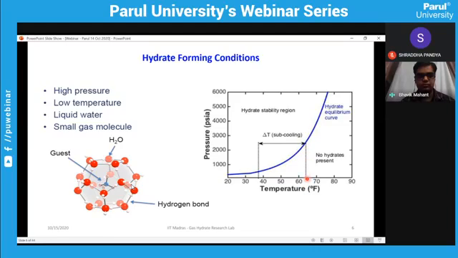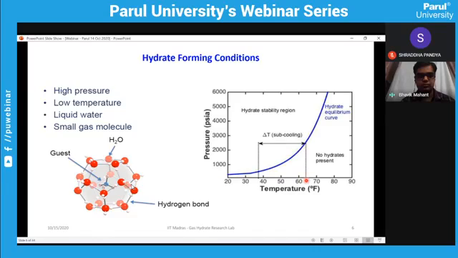If you want to form the gas hydrate at, say, 63 or 64 degrees Fahrenheit, then the pressure needed is around 2500 to 2400 psi. So it basically indicates how much pressure and temperature are required for making a gas hydrate.